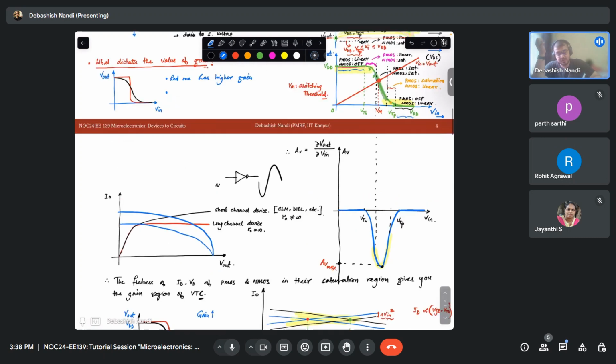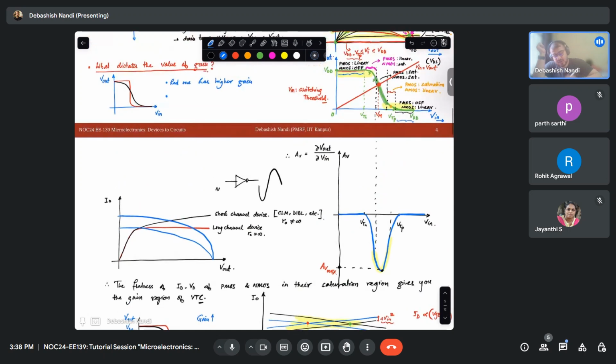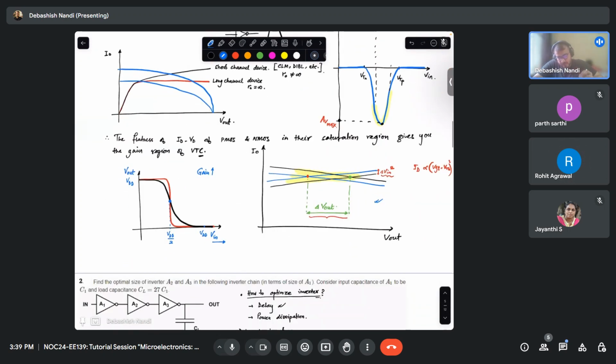Switching threshold means the point around which you cannot differentiate. For a good inverter it will be around VDD by 2. But there is a formula you can derive based upon the width ratio of the PMOS and NMOS. But from this, just think for a minute: the red one is better for an amplifier from the gain point of view, right? And what about from the stability point of view?